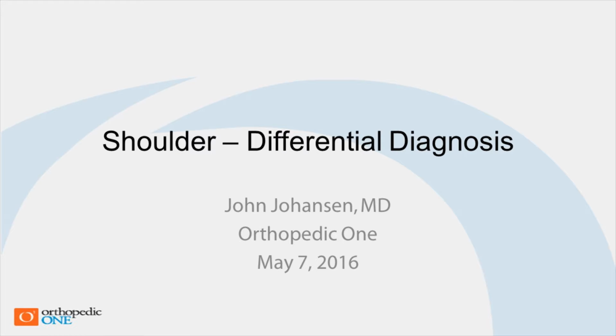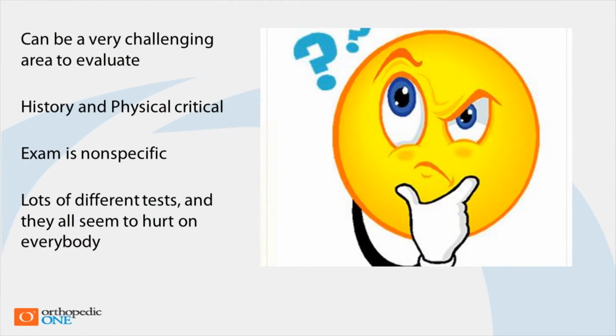So what we're going to go over in general is a basic history and physical exam for people with shoulder pain, and then talk about the possible diagnoses. In general, evaluating a painful shoulder can be very difficult. It's a very non-specific exam in many cases, and patients have a very hard time localizing where the pain is.